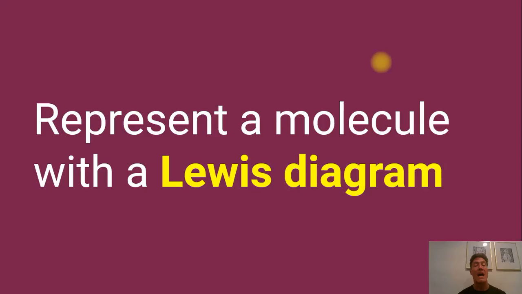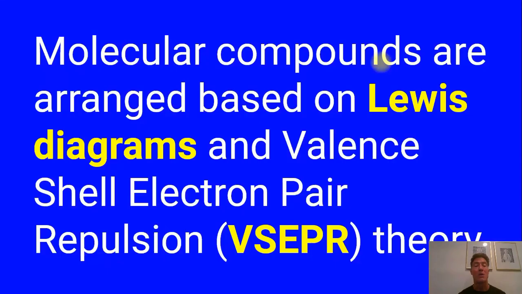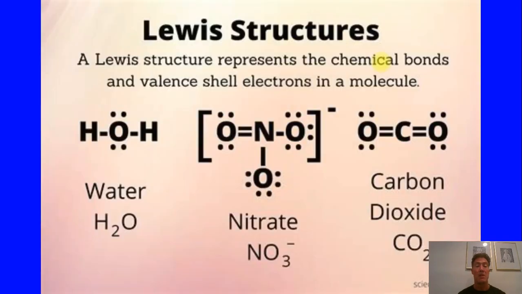Now it takes us to Lewis diagrams. And we're going to learn to represent a molecule with a Lewis diagram. And then we're going to use what's known as valence shell electron pair repulsion, or VSEPR theory, to explain the orientation of these electron pairs in three-dimensional space. So first, a Lewis structure represents the chemical bonds and valence shell electrons in a molecule.